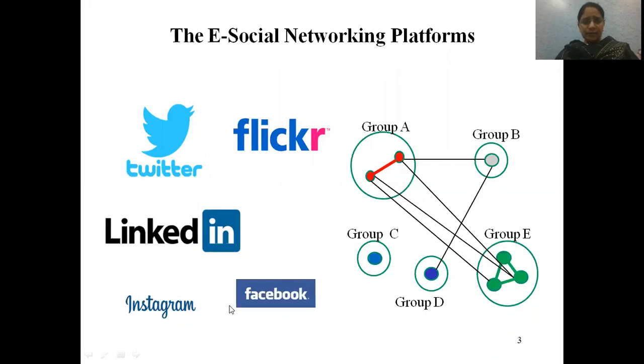Members can broadcast tweets. It has the concept of a social network of friends and followers. LinkedIn is designed for the business community. Members can have profile pages by using it. This is a diagram showing a network. There are 5 groups, and each group consists of nodes. Group A consists of 2 nodes, group E 3 nodes. There are links between the nodes, so it is showing the network.